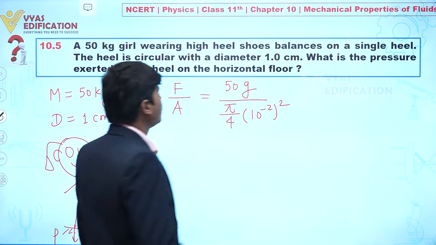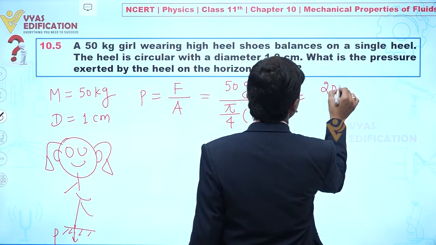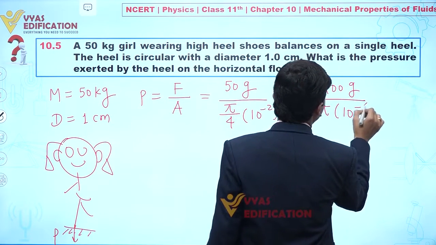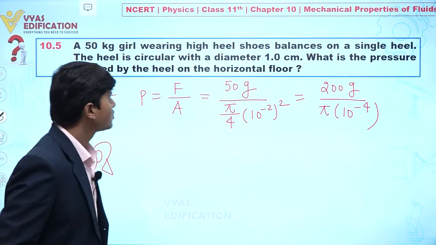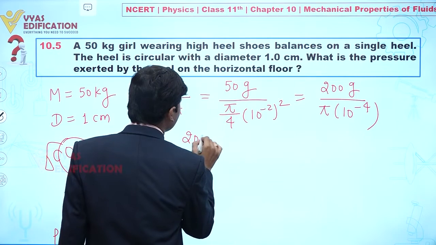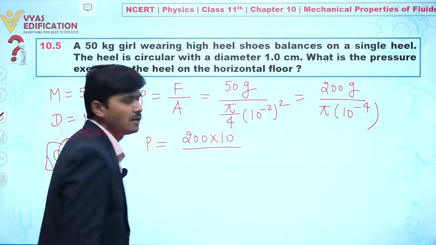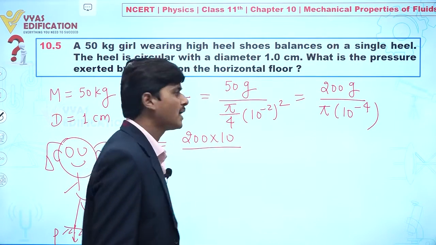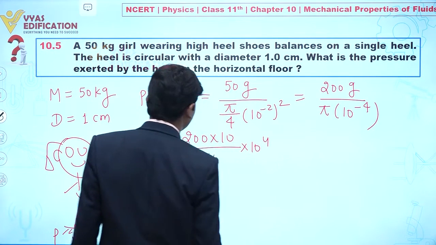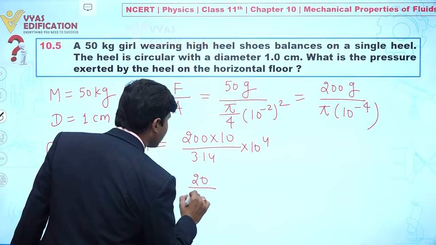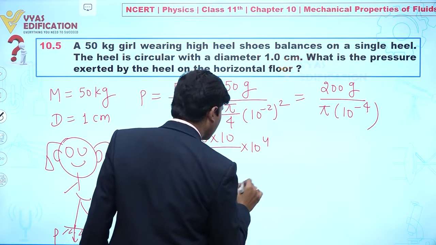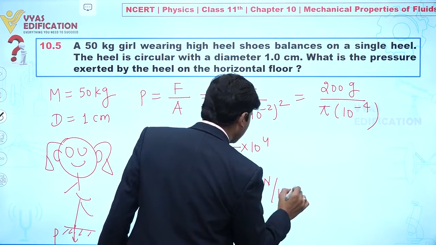Clear? So now from here we can say this is 200 g divided by pi into 10 to the power minus 4. Clear? So now we can write pressure P as 200 into 10 divided by pi, which is approximately 3.14, into 10 to the power minus 4. Clear? So I am writing 20 divided by 3.14 into 10 to the power minus 4, which is approximately 6 into 10 to the power 6 Newton per meter square.